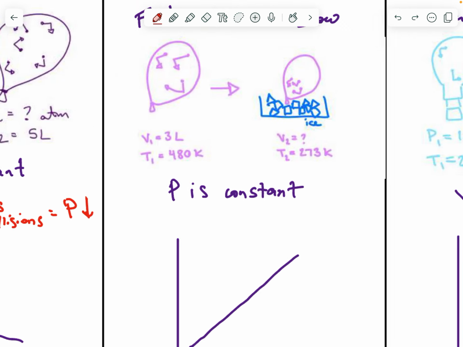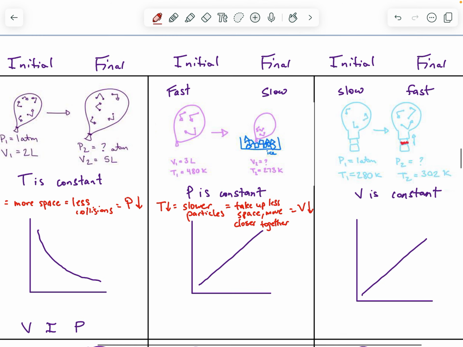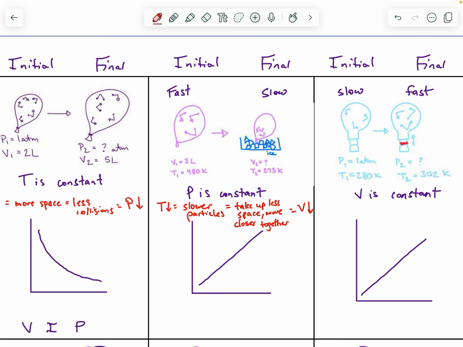In this example, for our Charles's law, we see that we're decreasing the temperature, right? And if temperature goes down, then we are moving slower, right? So slower particles, and slower particles take up less space because they move closer together. And if they move closer together, then of course the volume is going to go down. So you can kind of see that what's happening at the particle level helps us understand this relationship a little bit better.